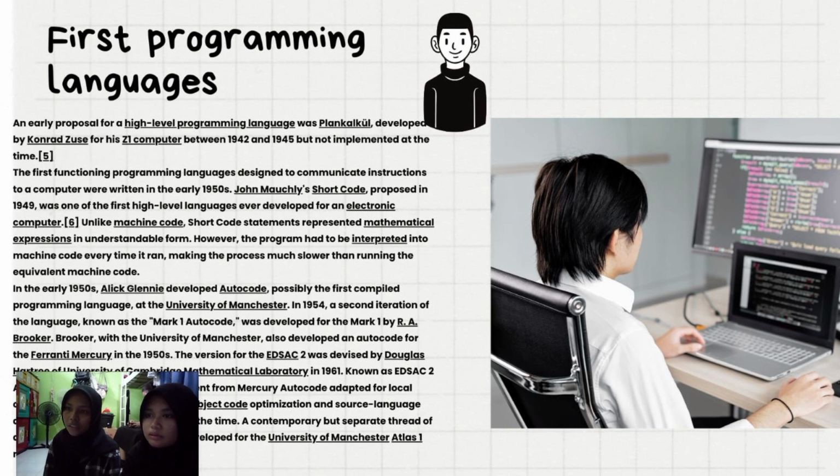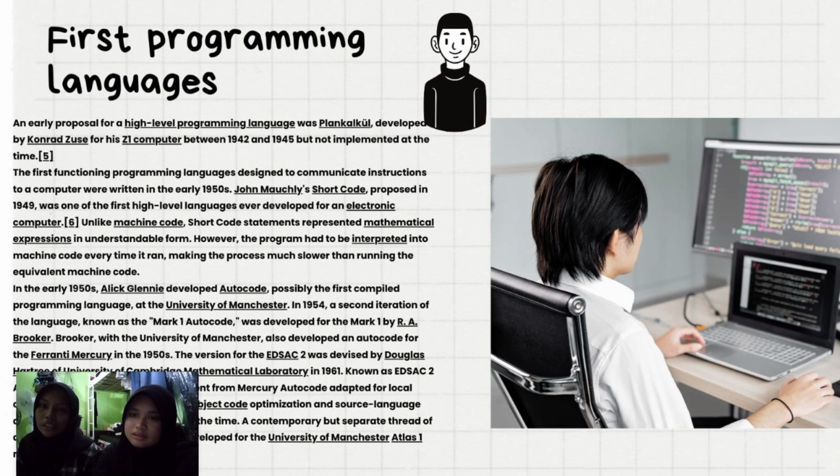The first programming languages designed to communicate instructions to a computer were written in the early 1950s. John Mauchly's Short Code, proposed in 1949, was one of the first high-level languages ever developed for an electronic computer. Unlike machine code, Short Code statements represented mathematical operations in an understandable form. However, the program had to be interpreted into machine code every time it ran, making the process much slower than running the equivalent machine code.